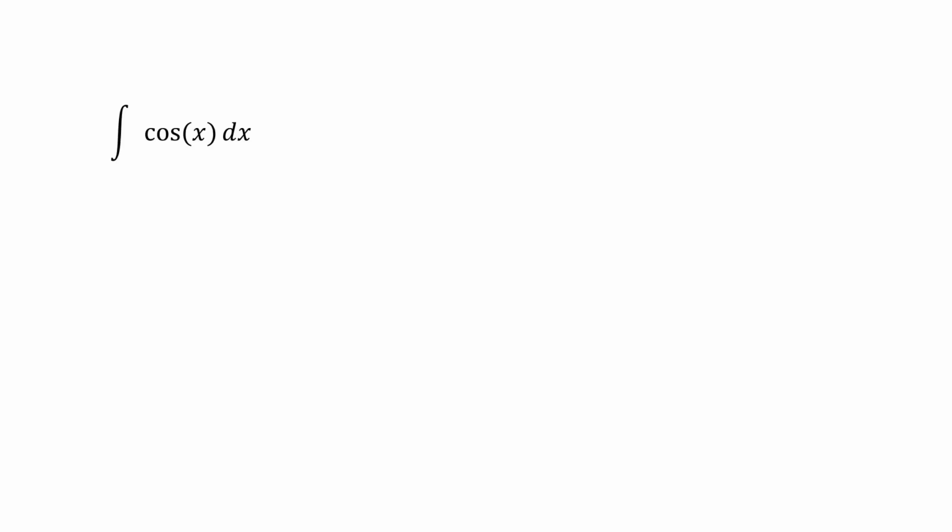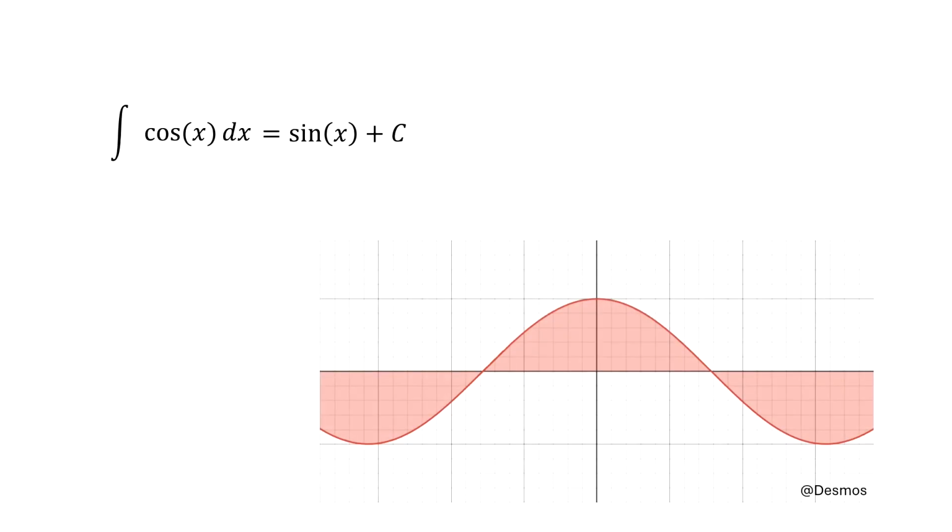What is the integral of cosine of x? It's sine plus c. This is straightforward, since the derivative of sine is cosine. This is called an indefinite integral, because it gives the full function, not just a specific value. But what if we only want the area between 0 and 90 degrees?